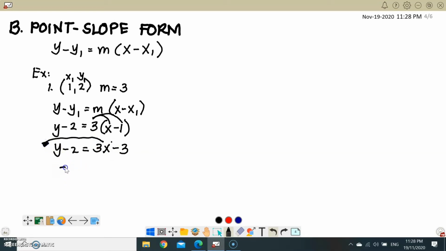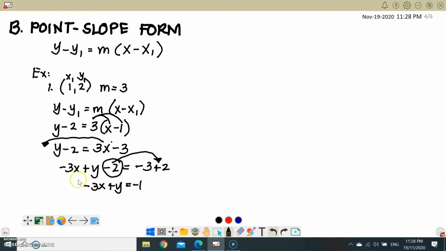We now have -3x plus y minus 2 is equal to -3. So the constant -2 should be transposed to the other side of the equation. From negative, it becomes positive 2. So we now have -3x plus y is equal to -3 plus 2 is equal to -1.